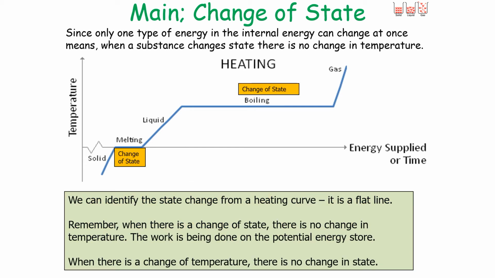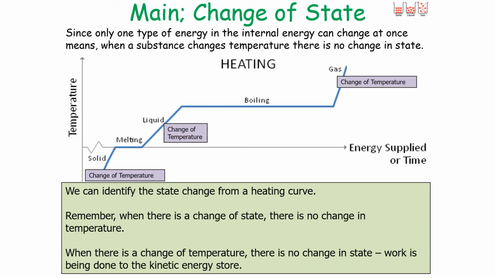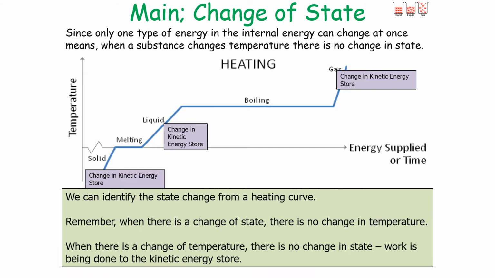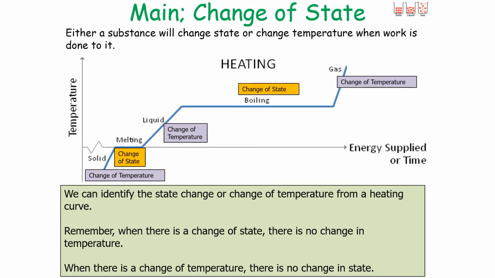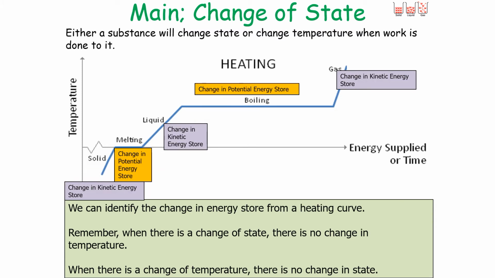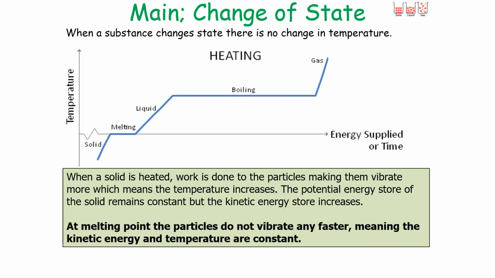Now we can identify the state change from a heating curve. It's a flat line. Now remember, when there's a change of state, there's no change in temperature, because the work is being put into the potential energy store. So when there's a change of temperature, there's no change of state. So you can see on this particular graph where there's a change in potential energy store. Now the change of temperature is where you have a change in the kinetic energy store of the internal energy. So either you get a change of temperature or you get a change of state. Either you're changing the potential energy store or you are changing the kinetic energy store.